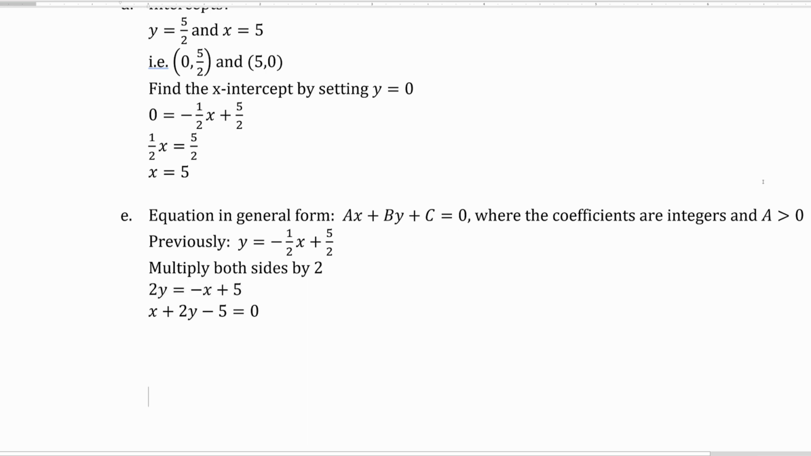But the rule says that a must be greater than 0. The coefficient of x, which is negative 1, we throw over. So we now have x plus 2y, and we throw the positive 5 over, making it negative 5, equals 0. As you can see, all the coefficients are integers, and the coefficient of x is now positive. We now have the general form.